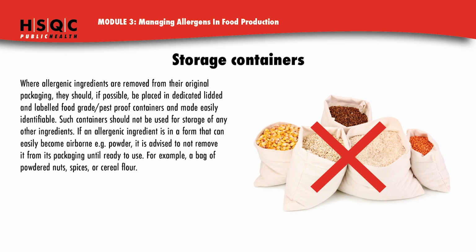Storage containers. Where allergenic ingredients are removed from their original packaging, they should, if possible, be placed in dedicated lidded and labelled food-grade, pest-proof containers and made easily identifiable. Such containers should not be used for storage of any other ingredients. If an allergenic ingredient is in a form that can easily become airborne, for example powder, it is advised to not remove it from its packaging until ready to use. For example, a bag of powdered nuts, spices or cereal flour.